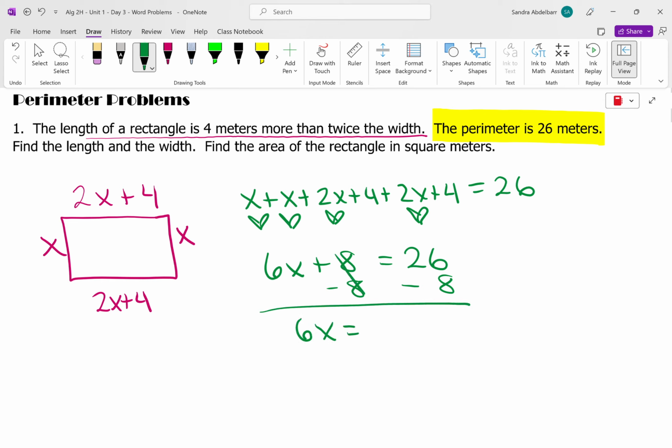Subtract that 8. We get 6x is equal to 18. Yes, 18, sorry. And then divide by 6. We're going to get x is equal to 3. So find the length and the width. All right, so we know the width I labeled as x is 3, so what's the length going to be? James? 10. So we got 3, we got 10.